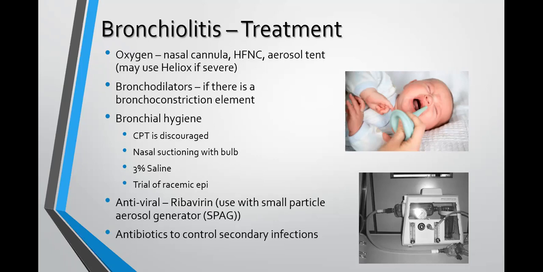But the main thing is an antiviral medicine called ribavirin. And we use it in this SPAG generator right here. This is a SPAG generator, right? Small particle airway generator. And we use the ribavirin medicine in a SPAG and put that through the tent, right? And the baby takes that treatment. Antibiotics, if they have secondary infections, because antibiotics don't treat viruses. Don't forget that. But if they have the virus and a secondary infection, then we may want to give a little bit of antibiotic.